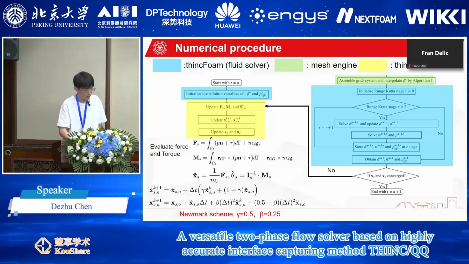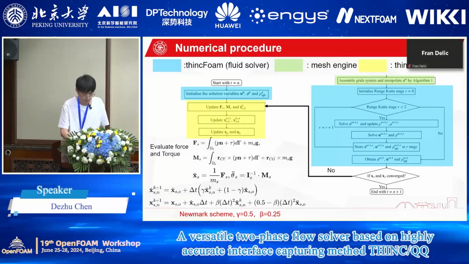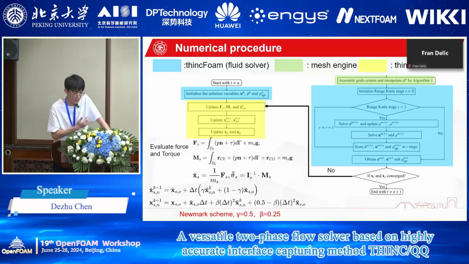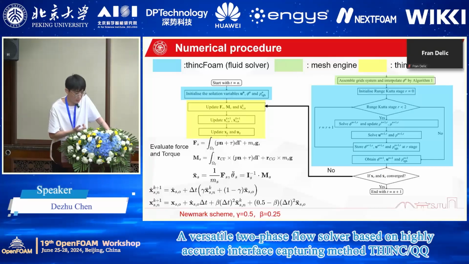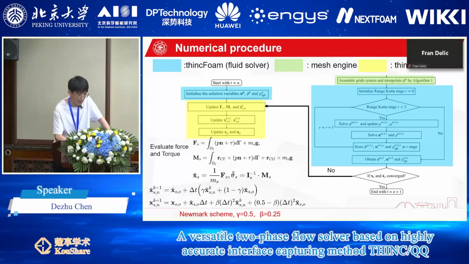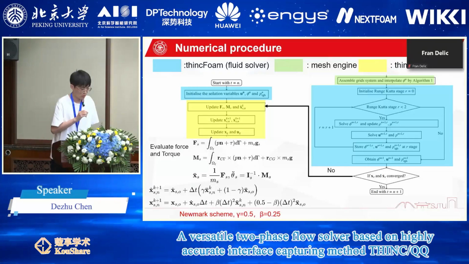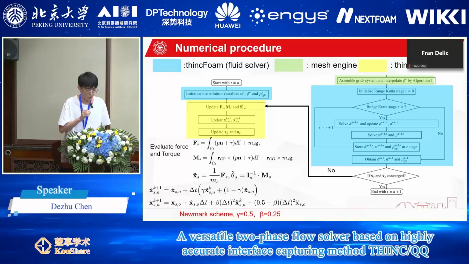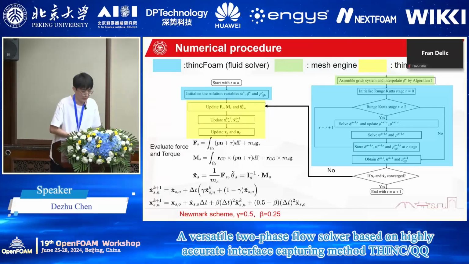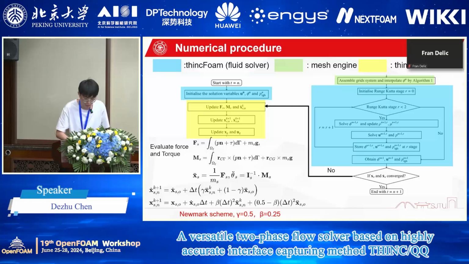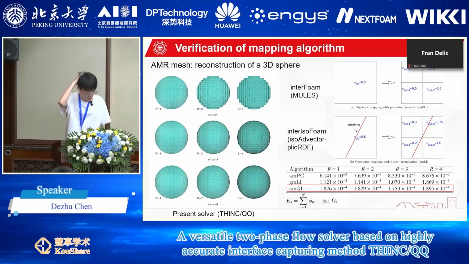So this is the whole numerical procedure of SyncForm. We can see the blue background is the fluid solver. Considering the AMI mesh and overset mesh, we need to update our grid using the AMI or overset mesh engine, and for SyncForm overset, we need to solve the displacement of the solid. So we need to iteratively solve solid and fluid until convergence is achieved.